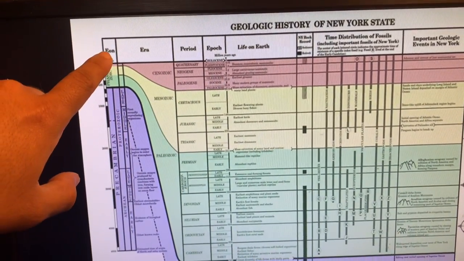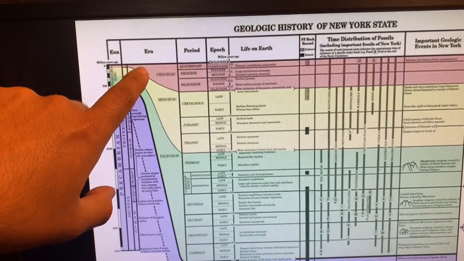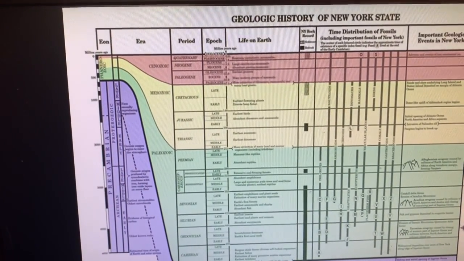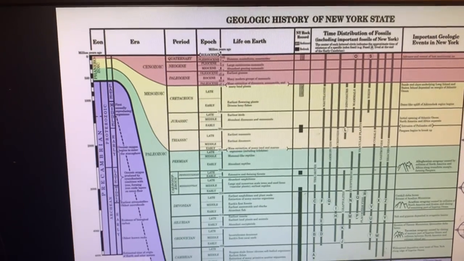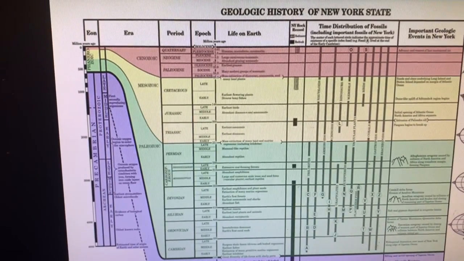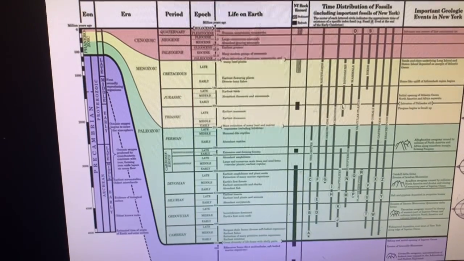So eon is the longest. Eras are usually hundreds of millions of years. Periods are usually tens of millions of years. And epochs usually are tens of thousands to a couple of million years, depending on what you're talking about. Okay, now this chart's incredibly useful. We're going to use it a lot for the regions.